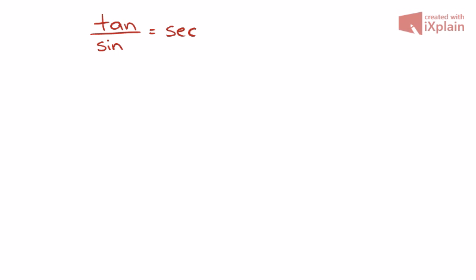Alright guys, today is the third. We're talking about the trig identities still. The first one on the mini lesson was tangent over sine equals secant.